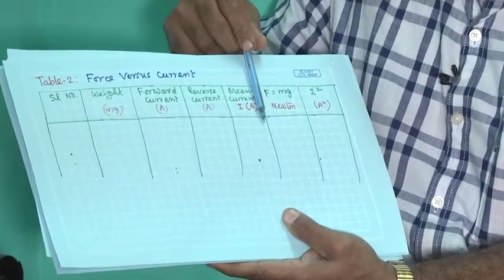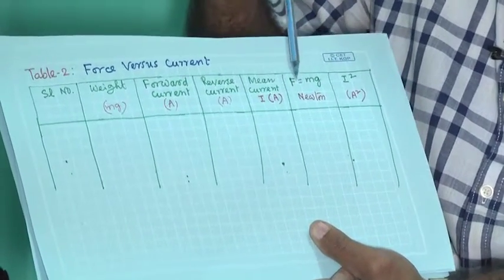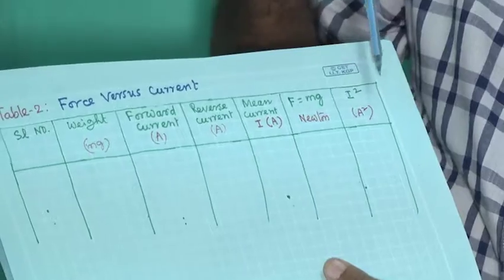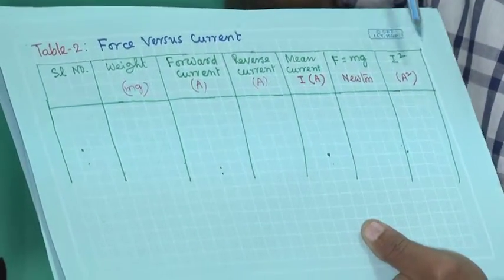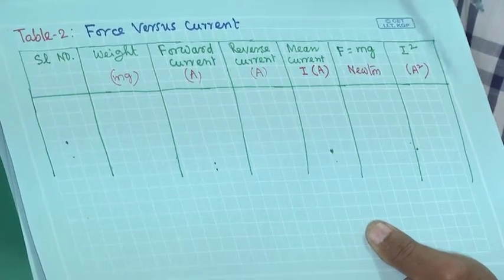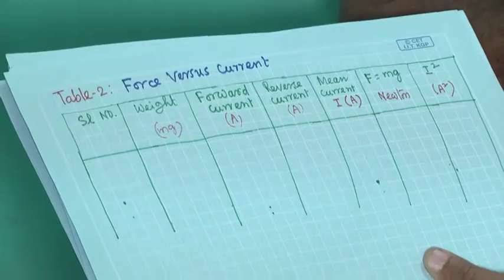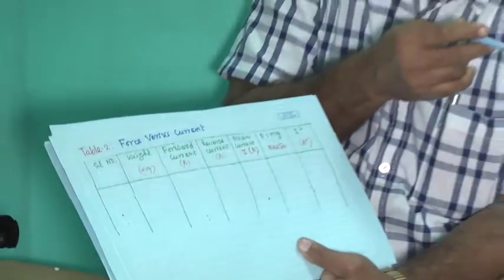Now the mean current I will take as this plus this divided by 2, and the force is mg. So I will find out I square. So F and I square, this is one set of data I got. Then I will increase the weight by 20 milligram.